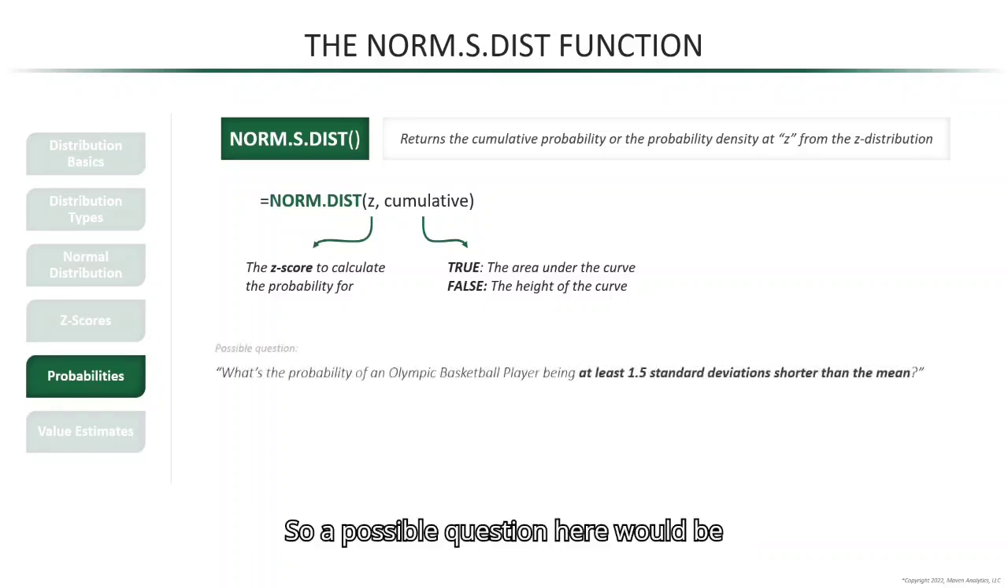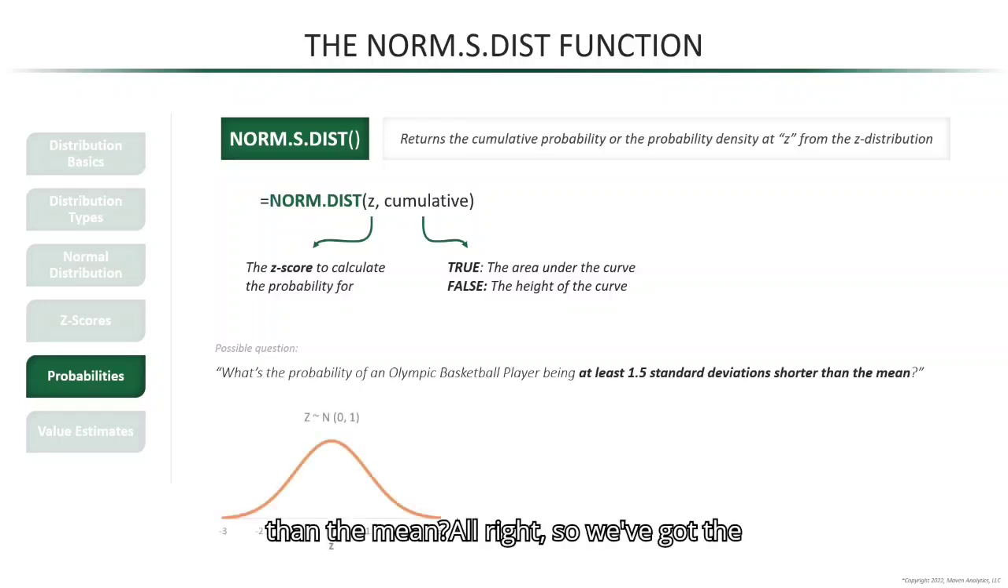So a possible question here would be something like, what's the probability of an Olympic basketball player being at least 1.5 standard deviations shorter than the mean? Alright, so we've got the standard normal distribution and want to calculate the probability of getting a z-score less than or equal to negative 1.5. So we want this area right here, which makes the function pretty easy.